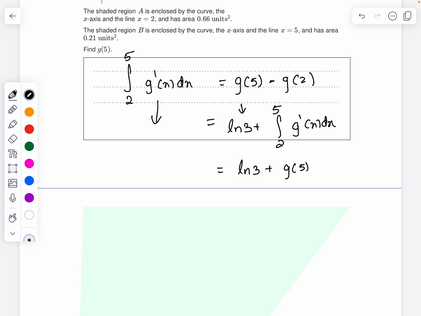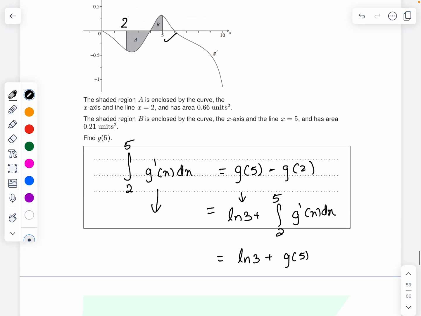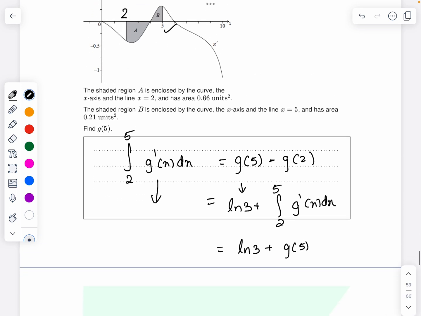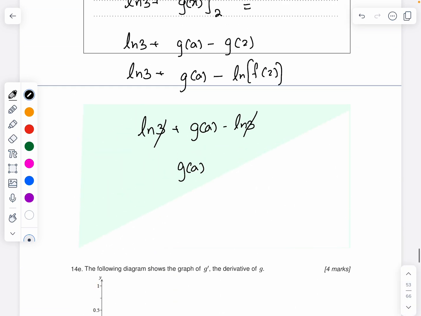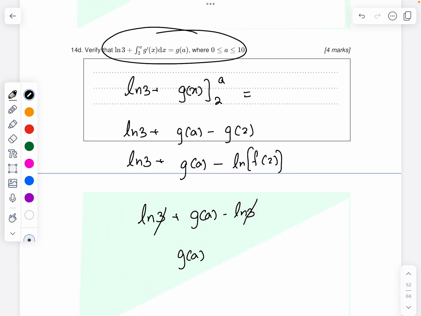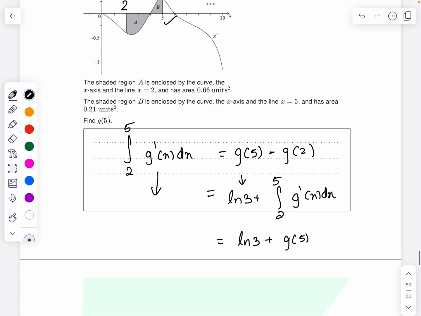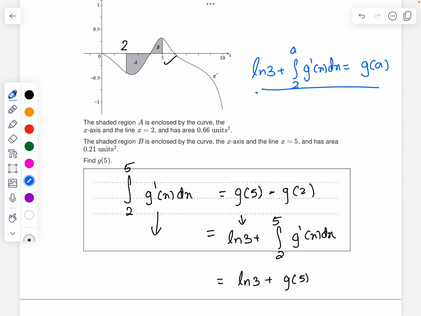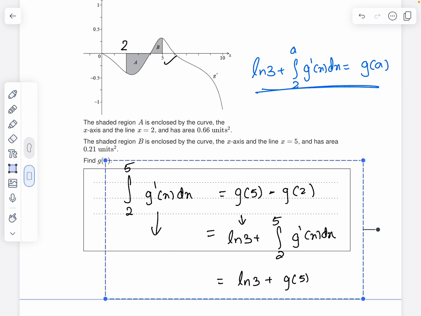I have to find it over here. From 2 to 5, g prime will be, and I clearly do that once again. I have used the formula from here. We carry forward the formula: ln 3 plus the integral from 2 to a of g prime x dx will be equal to g of a. That is the standard we derived earlier. Now I erase this and write it out neatly.